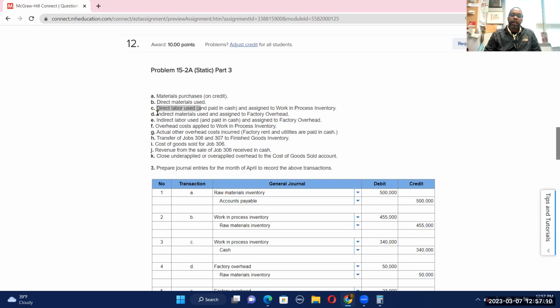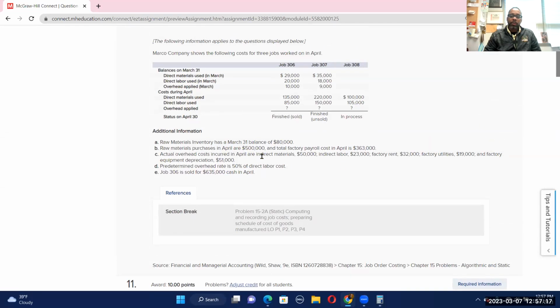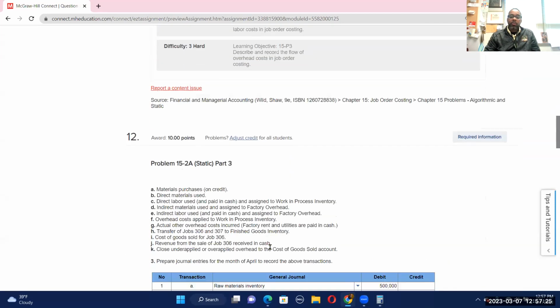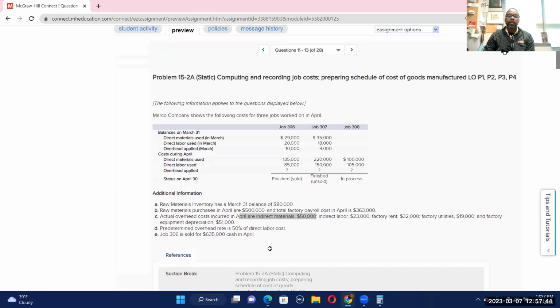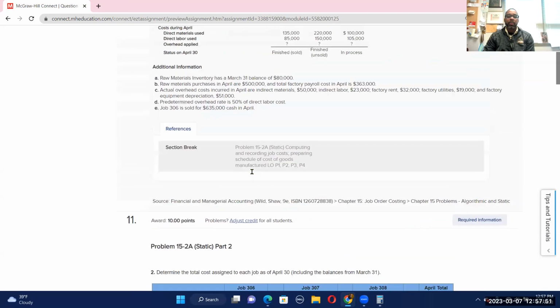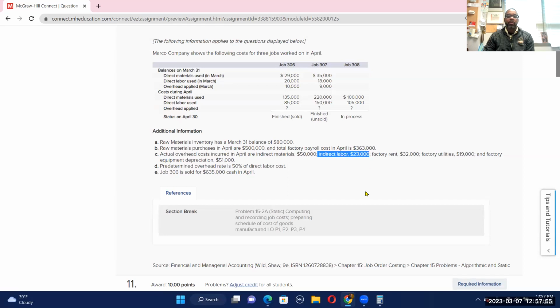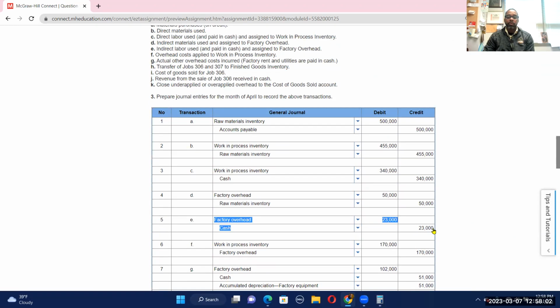Indirect materials used and assigned to factory overhead. The indirect materials we used in April are $50,000. So we're going to debit factory overhead and credit the cash for that amount. Oh, I'm sorry. For the indirect materials, we're going to credit raw materials because it's sitting in raw materials. For labor, make sure I show you. So indirect labor is E. For indirect labor, we'll go back and get the number, 23,000. So we're going to debit factory overhead and credit the cash for the 23,000 for indirect labor.